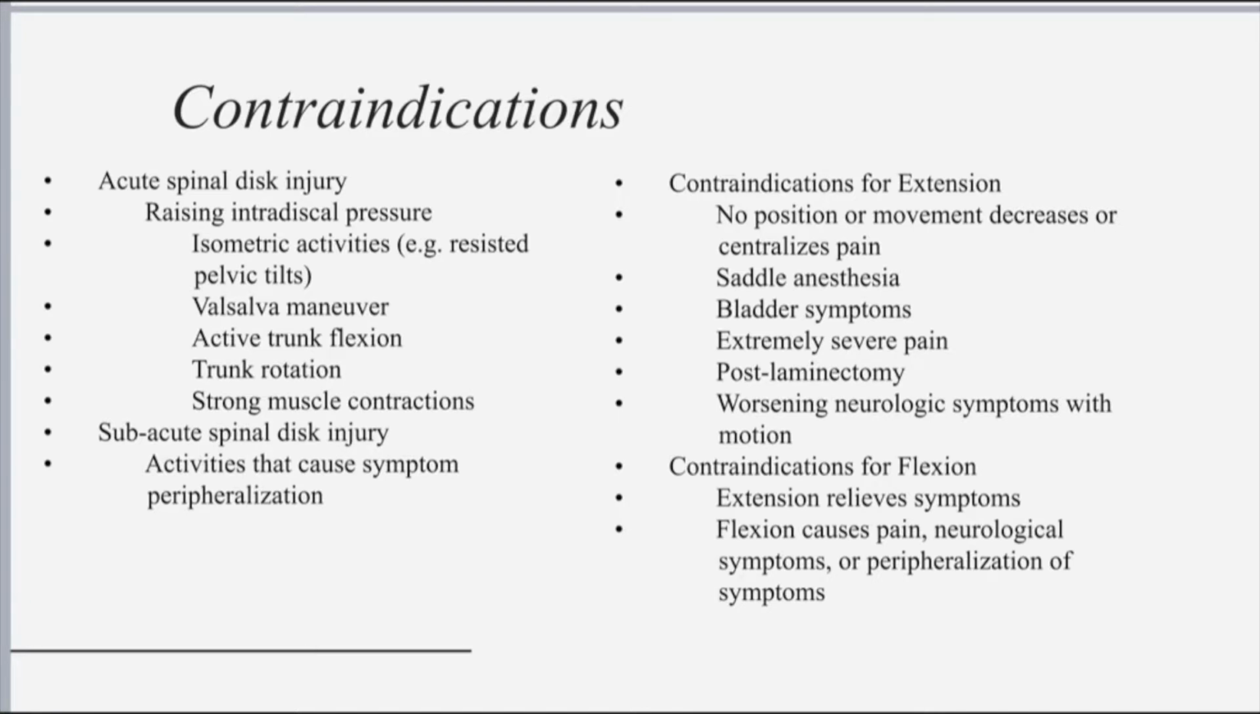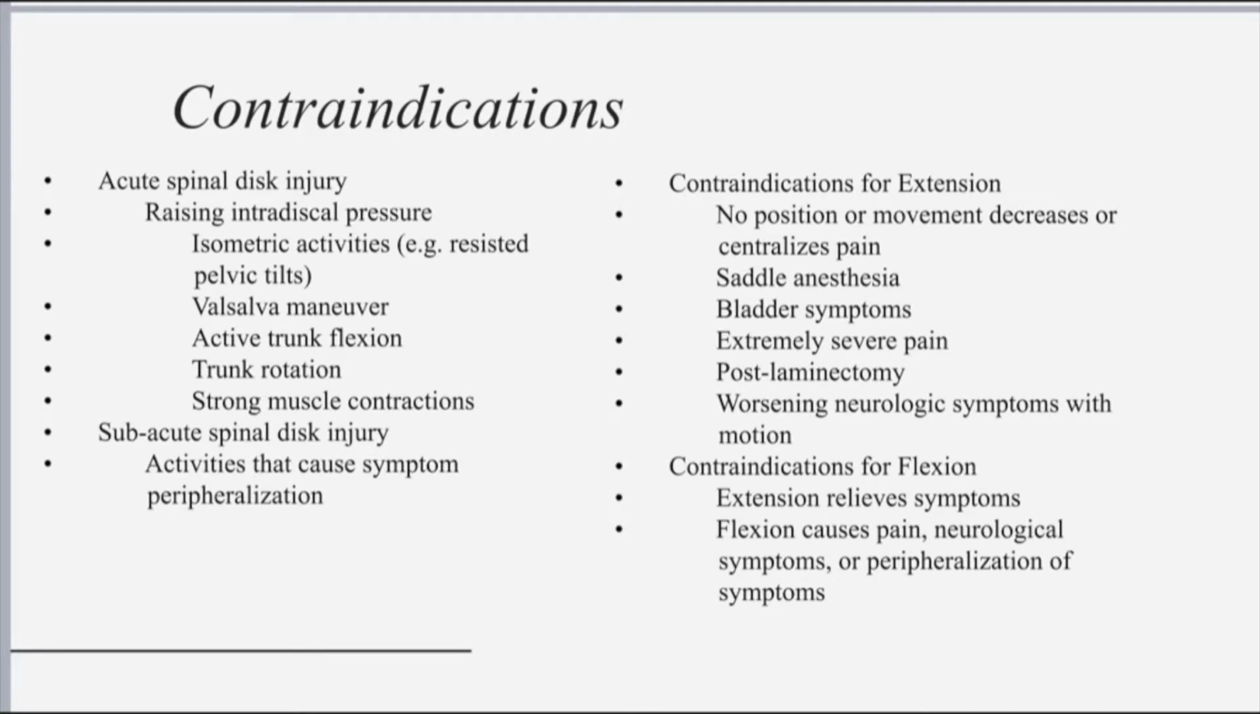During the acute phase of a spinal disc injury, it is important to avoid anything that raises intradiscal pressure, such as isometric activities like resisted pelvic tilts, the Valsalva maneuver, active trunk flexion, trunk rotation, and strong muscle contractions, such as during resisted flexion and extension exercises. During the subacute stage, activities or exercises that cause peripheralization of symptoms are contraindicated.